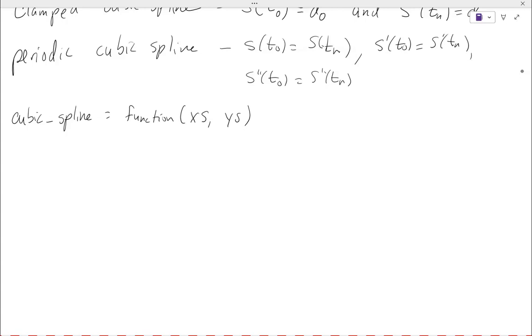Sound like a plan? That's a bold assumption. Well, it might be. But, all right. So we should do this with one for loop.